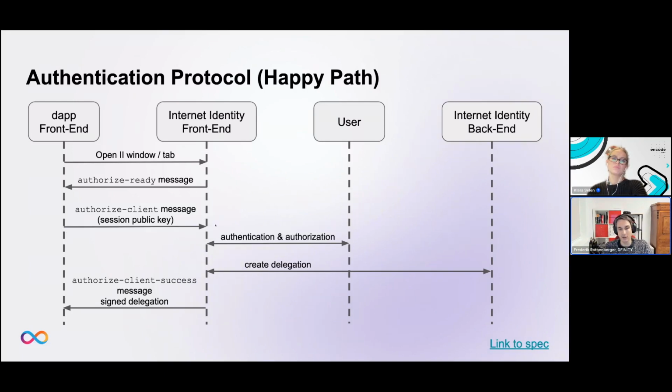The II front end will then prompt the WebAuthn authentication, and the user would authorize the session, at which point the II front end will interact with the backend to have the canister create a canister signature on that delegation. And then the II front end will relay that signed delegation back to the Dapp front end, at which point the Dapp will then close the II window and is ready to use the initialized agent with this private key that has a delegation to run the session and to make authenticated calls to any canister they want.